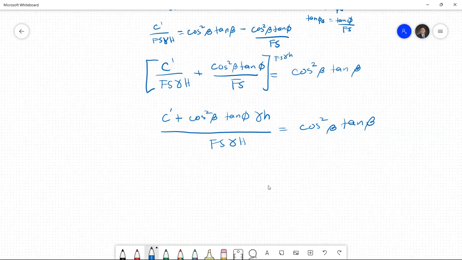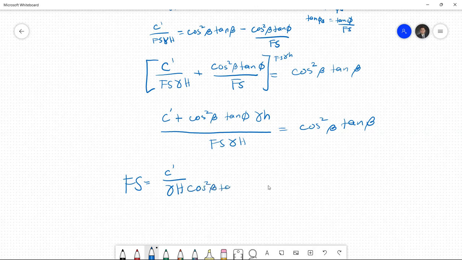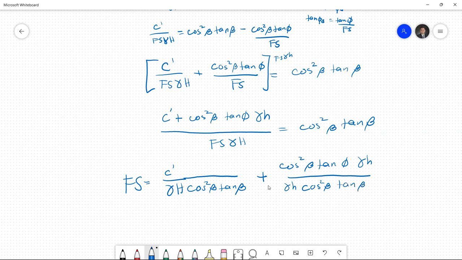Okay, so therefore we can solve for Fs, which is Fs is equals to C prime over, iwan ko tong gamma H, then we have here cosine squared beta tangent beta. Then plus this one, iwan ko yung gamma H, i-factor out ko doon, we have here cosine squared beta tangent phi, gamma H divided by cosine squared beta, gamma H cosine squared beta tangent beta. Okay, so ano yung natira dito? So we can remove this one, cosine squared beta, gamma H.